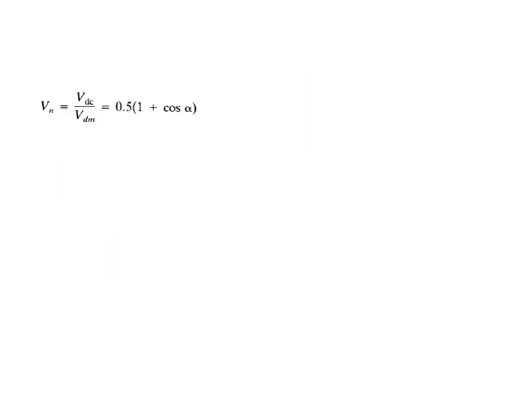Now, after calculating the average output voltage, the maximum average output voltage occurs at delay angle alpha equal to 0. That is, when alpha is equal to 0, we get maximum average output voltage. That is, the maximum voltage VDM will be equal to 3 root 3 Vm divided by pi. Now we have average output voltage VDC and maximum average voltage VDM. Using these two voltages, we can find out the normalized average output voltage, which is given by formula Vn is equal to VDC divided by VDM. Substituting the value of VDC and VDM, we get 0.5 into 1 plus cos alpha.